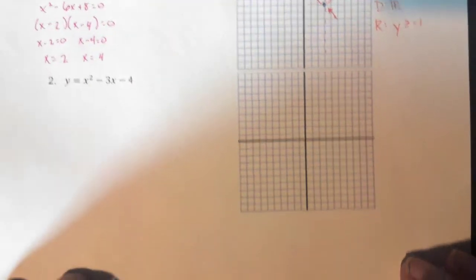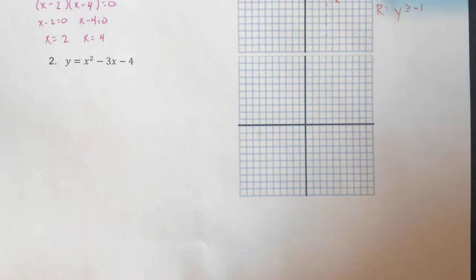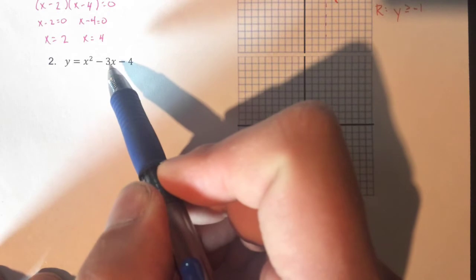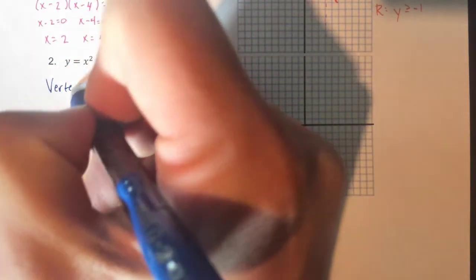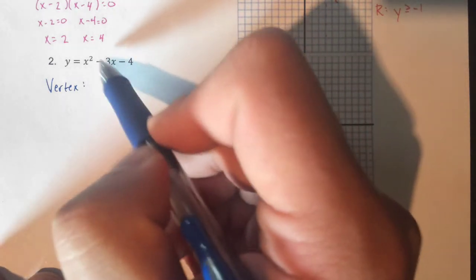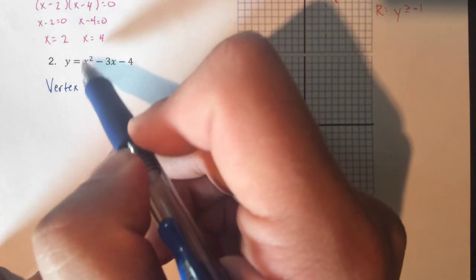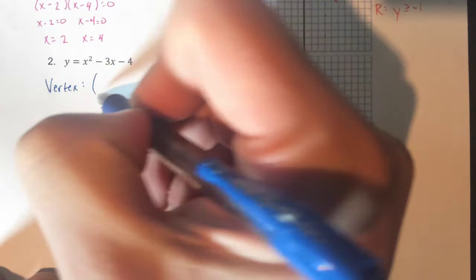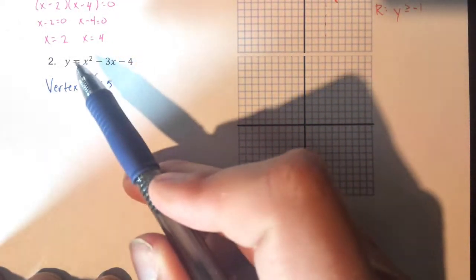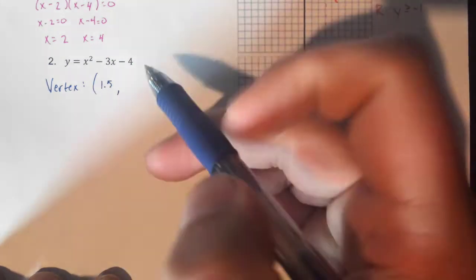Okay, let's look at number 2. We'll do it together as well. So start with the vertex point. You do the vertex by doing the opposite of b over 2a. So the opposite of b would be 3 over 2 times 1 is 2. So I get 3 over 2. I'll probably use the decimal form for graphing. It makes it a little bit easier. 3 divided by 2 is 1.5.